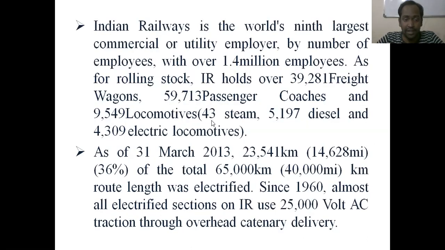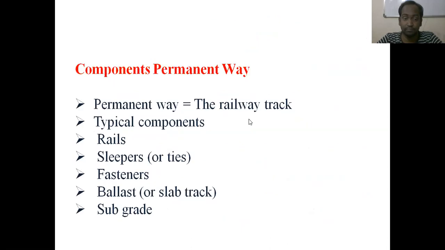As of 31st March 2003, 23,541 kilometers of the total 65,000 kilometers of route length was electrified. Since 1960, almost all electrified sections on Indian Railways use 25,000 volt AC traction through overhead catenary delivery.